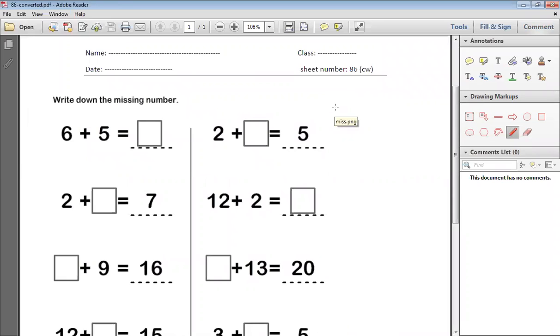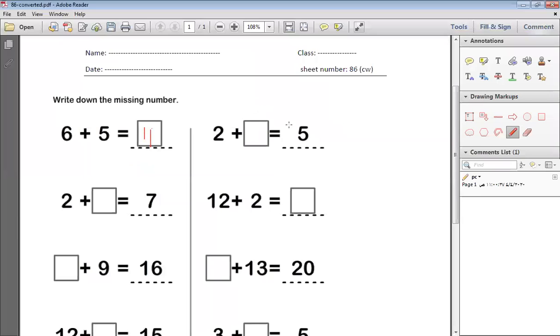Okay, 6 plus 5 equals, so easy. This is not a missing number. He here is asking about the total. So I will put the bigger number in my mind and the smaller number on my fingers and start counting after the 6, 7, 8, 9, 10, 11. So here the answer is 11.